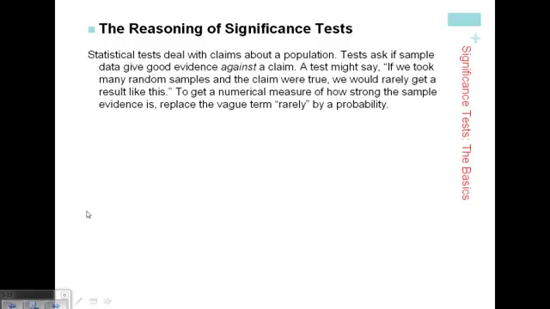So, statistical tests are claims about a population. In the first example that I did, the population is all the possible coin flips that I may make with that quarter. Can I give you a quarter back? Okay, good.